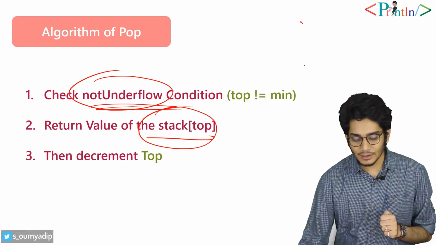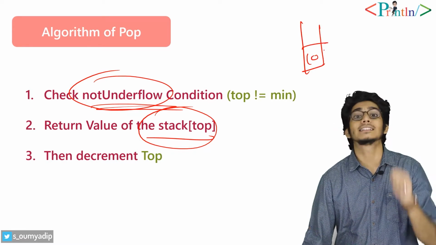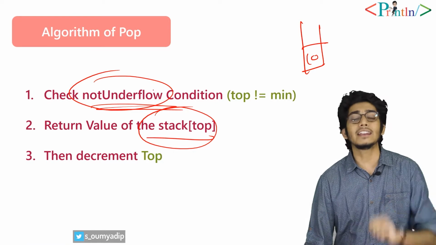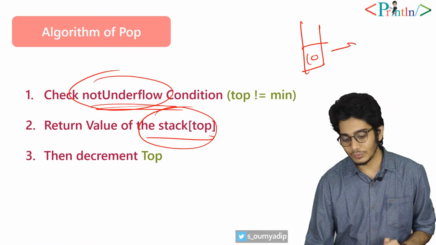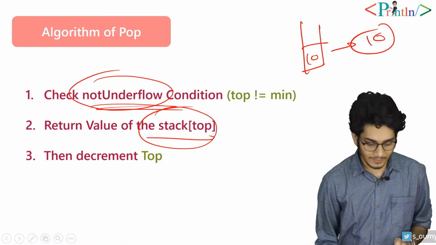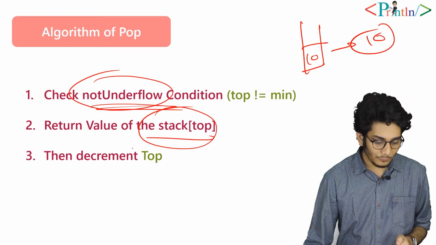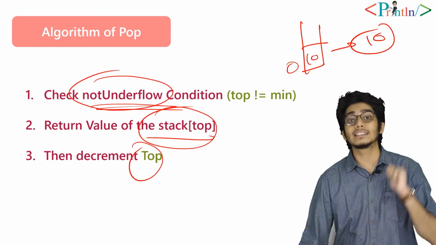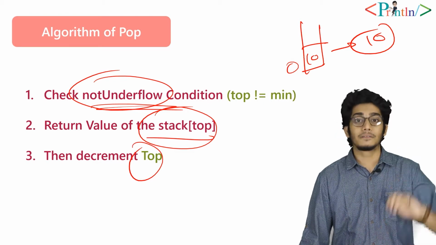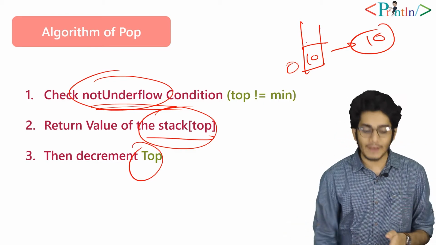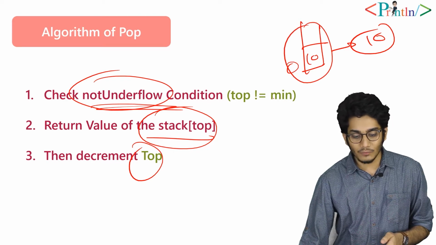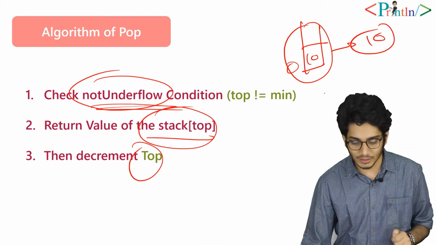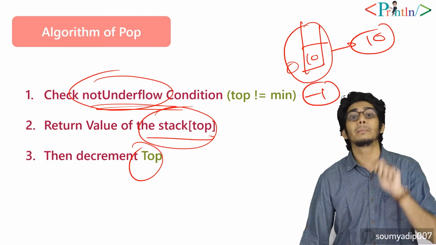So let's say that we have 10 within a stack. Then we'll just return that 10 from our stack. Then what will we do at last? We'll decrement the value of the top. Now what is the value of the top? That is 0. After returning or popping any value from the stack, what will be the value of the top? The value of the top will be -1.